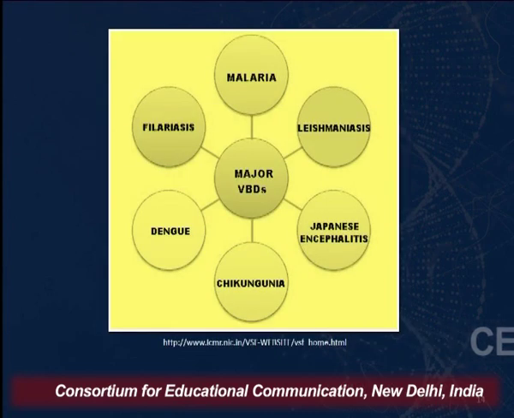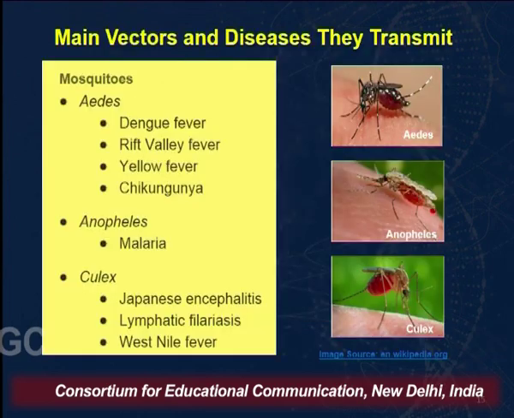Now, we come to an overview of some of the important zoonotic and vector-borne diseases. A few of the major vector-borne diseases are malaria, leishmaniasis, Japanese encephalitis, chikungunya, dengue, and filariasis. These are some of the major vector-borne diseases, and in this lecture we will take up some of the important ones, which include dengue, chikungunya, and malaria.